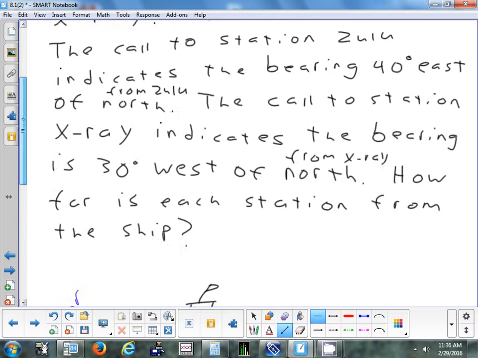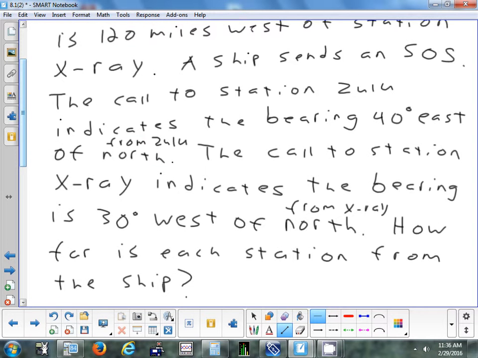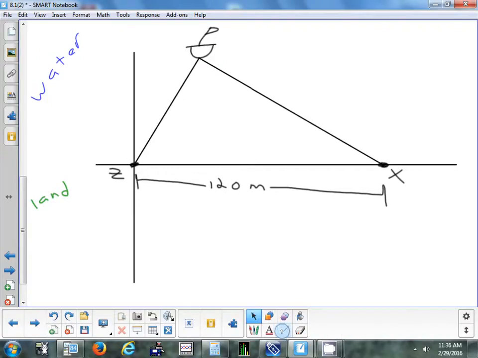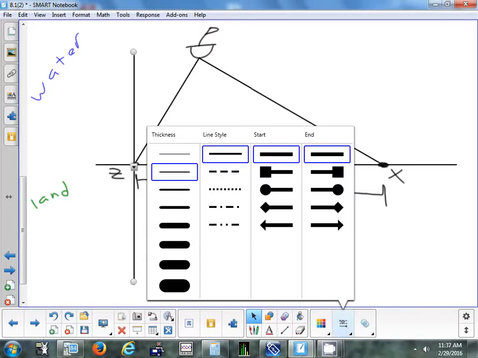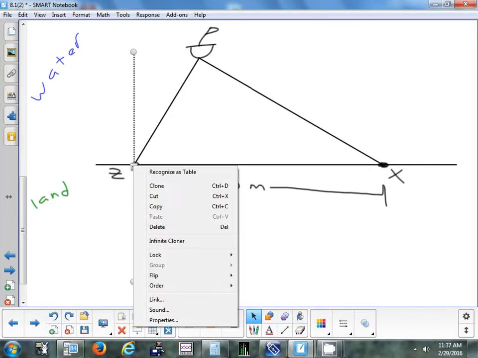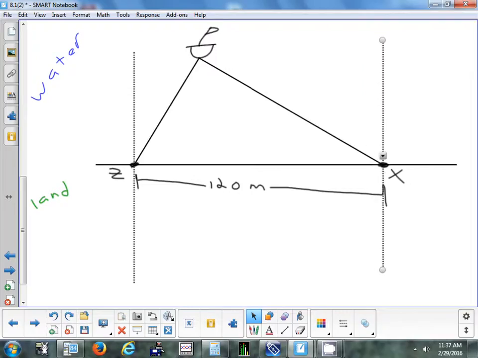And now the angles are referenced from north. So what I need to do at each station is just draw a vertical line representing north-south. Okay? And then I have a reference point east of north or west of north. Okay, so we'll put in that line. Okay, and I'm going to make it dotted. And that's just going to be my reference point from north, either west or east. Okay, and we'll figure out some angles in a second. Okay, and we also have another imaginary line just representing north-south.